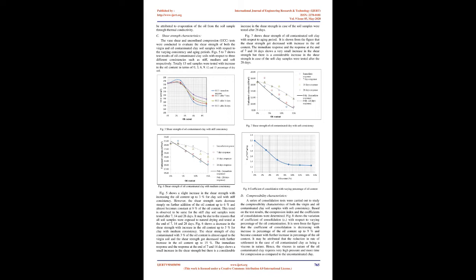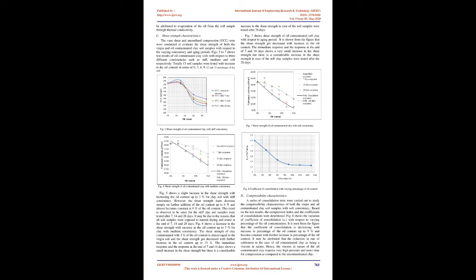C. Shear strength characteristics. The vane shear and unconfined compression, UCC, tests were conducted to evaluate the shear strength of both the virgin and oil-contaminated clay soil samples with respect to the varying consistency and aging periods. Figs. 5 to 7 show test results of oil-contaminated clay soils with respect to 3 different consistencies, such as stiff, medium, and soft respectively. Totally 13 soil samples were tested with increase in the oil content in terms of 0, 3, 6, 9, 12, and 15% of dry soil.